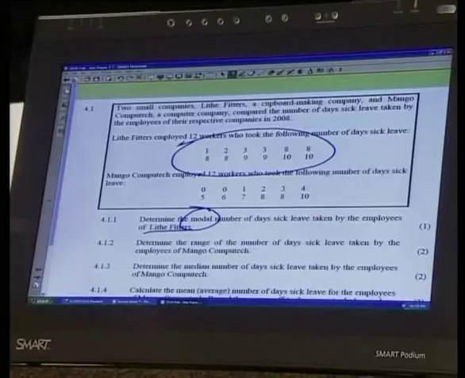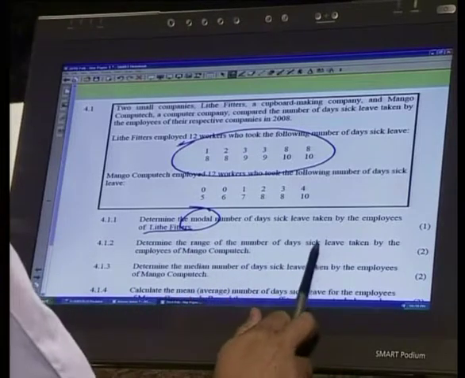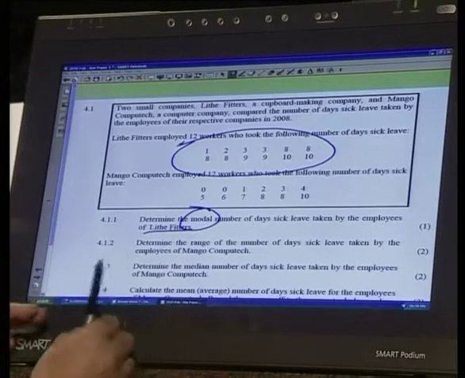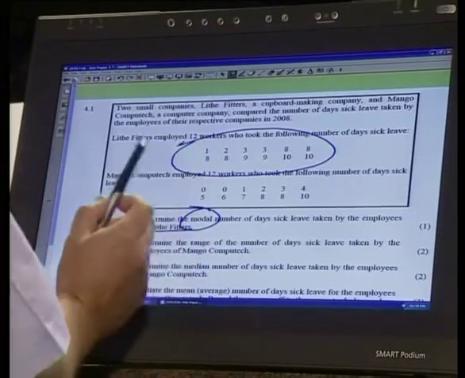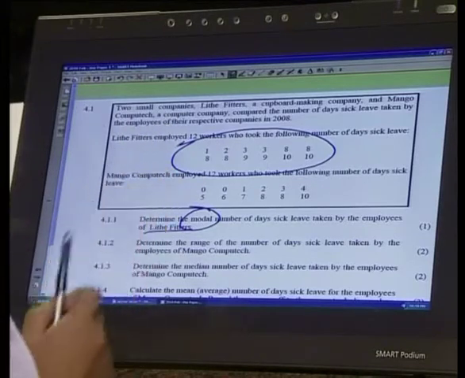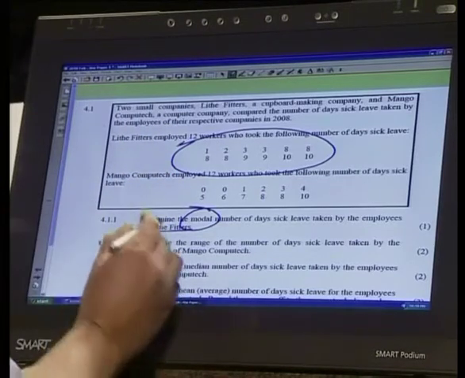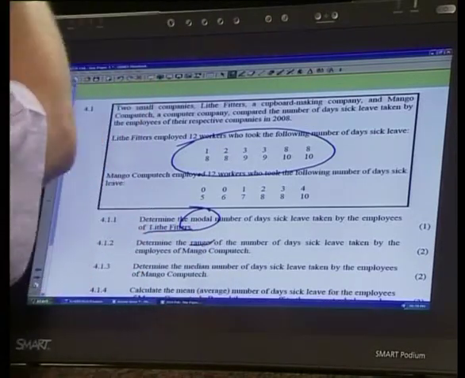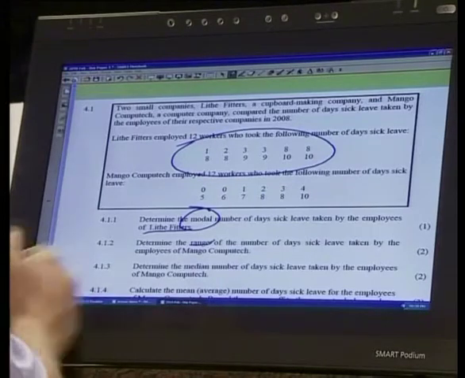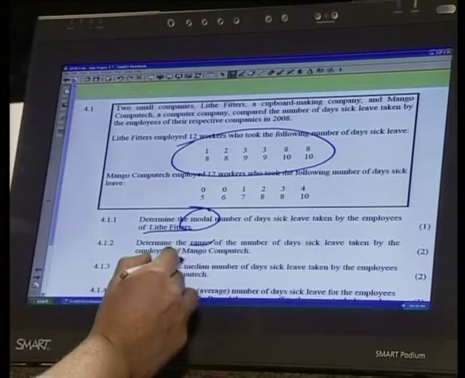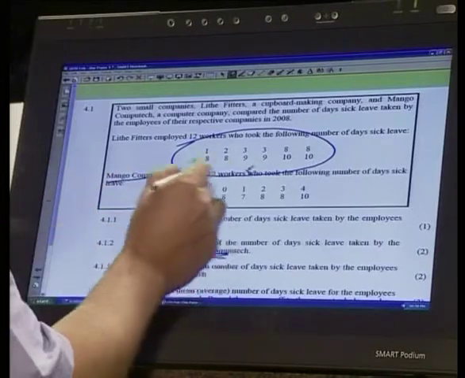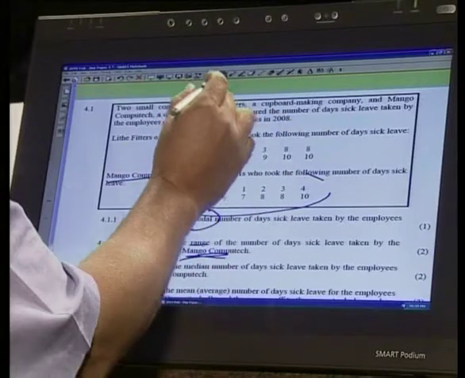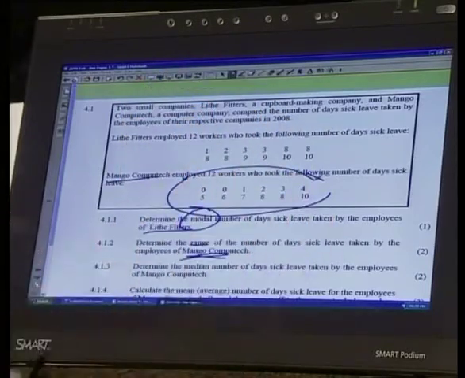Our next question says this. Determine the range of the number of sick days or sick leave taken by the employees of Mango Company. Notice we're not asking now for the mode of the next company, because as I explained, if you can do it with one set of data, you can do it with another set. So let's have a look. The range. Do you remember? The highest figure minus the lowest figure. So we're going to look now at Mango Computech because we're dealing with them. So let's look at this set of information. And let's forget about this set of information now. We don't need to worry about it.